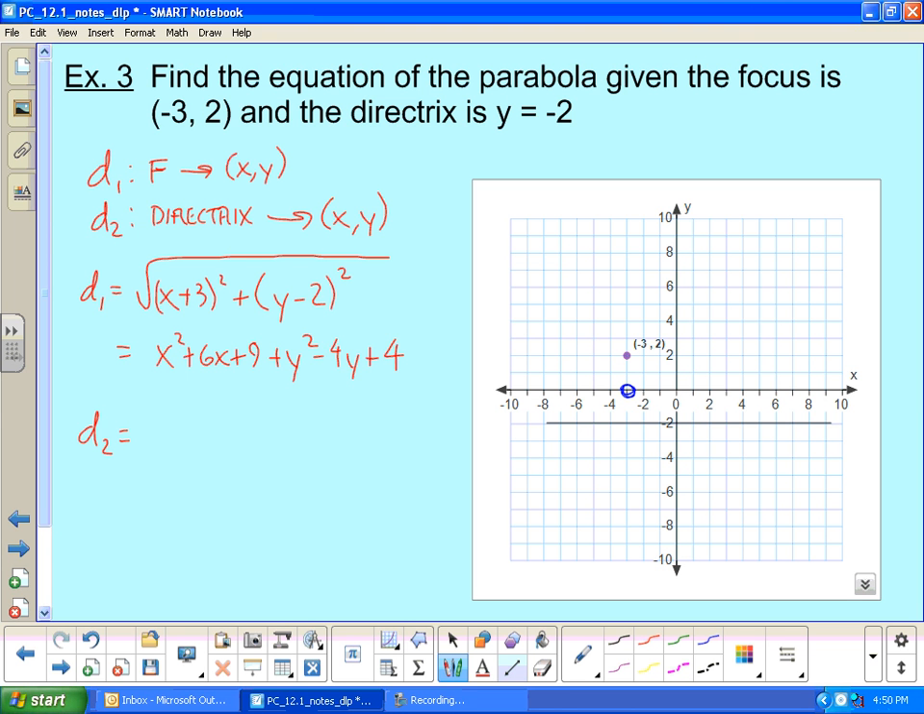d2 then, from our directrix. Now our directrix, again, coordinate-wise, we know that this point has the same x value as our focus, the opposite of our focus value there too. And we know it's actually going to be negative 3. And then we're comparing that again to some arbitrary point x, y that's on our curve somewhere.